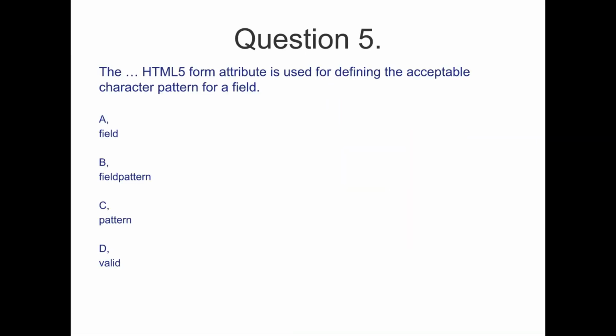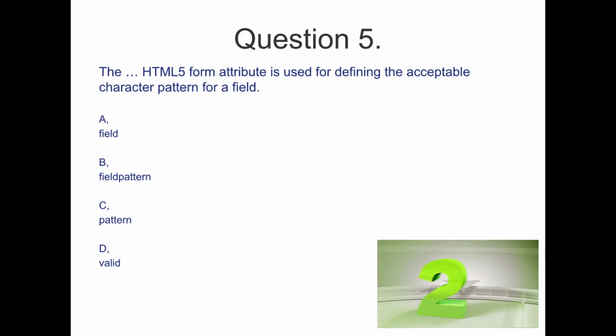Question number 5. The HTML form attribute is used for defining the acceptable character pattern for a field. So which form attribute is used for defining the acceptable character pattern for a field? Is it field, field pattern, pattern, or valid? So A is field, B is field pattern, C is pattern, D is valid. So please select the correct answer and I'll provide you the solution.